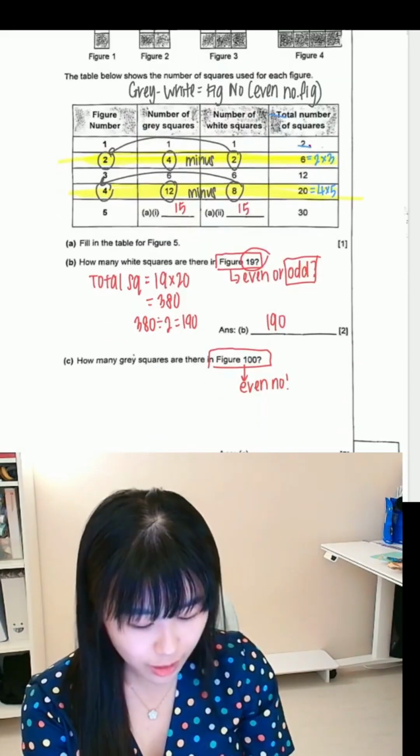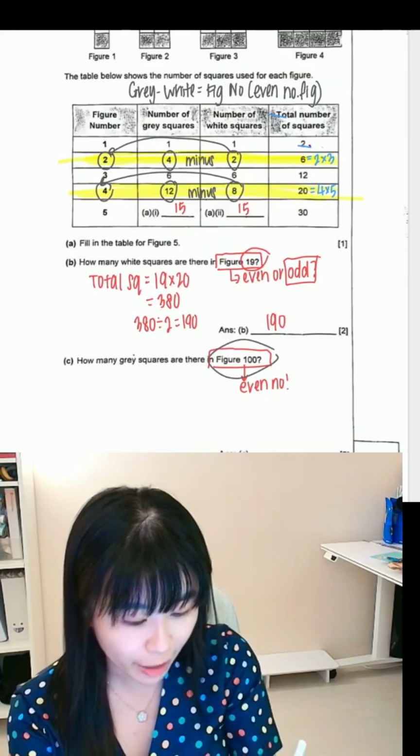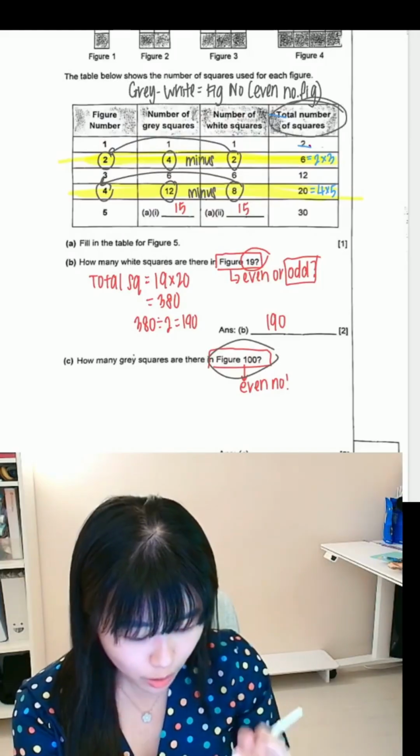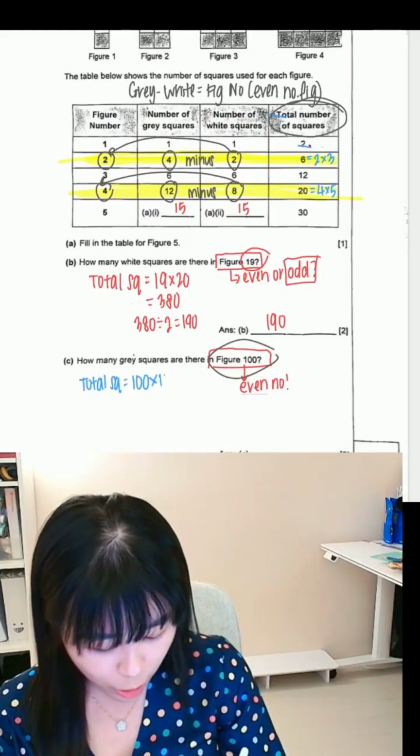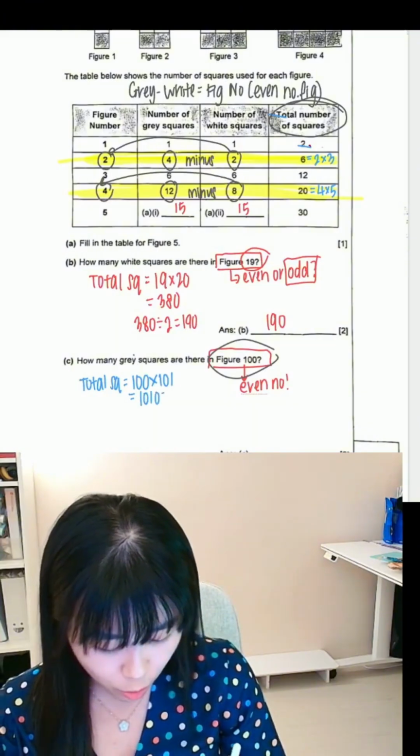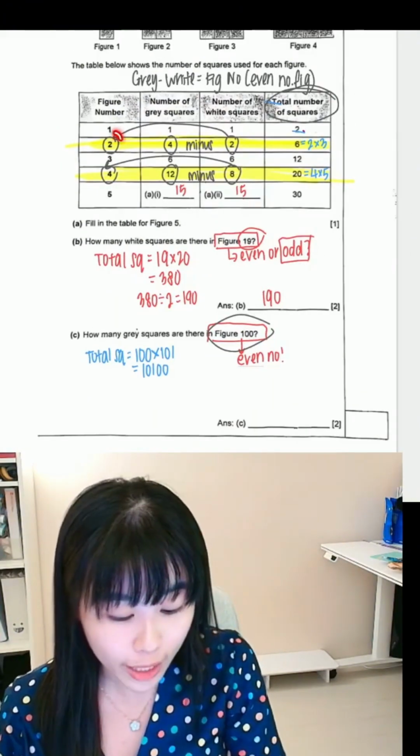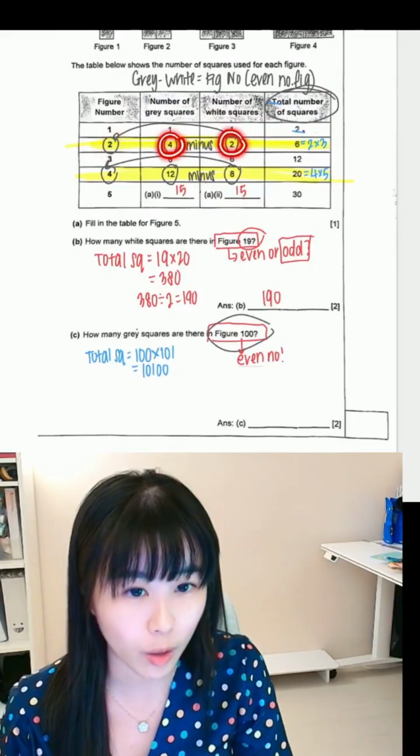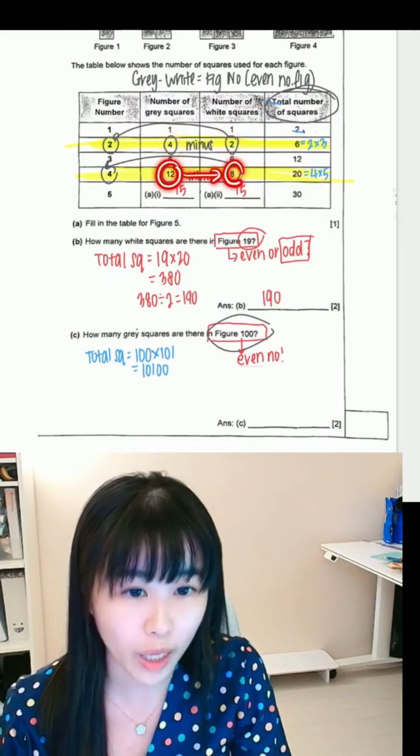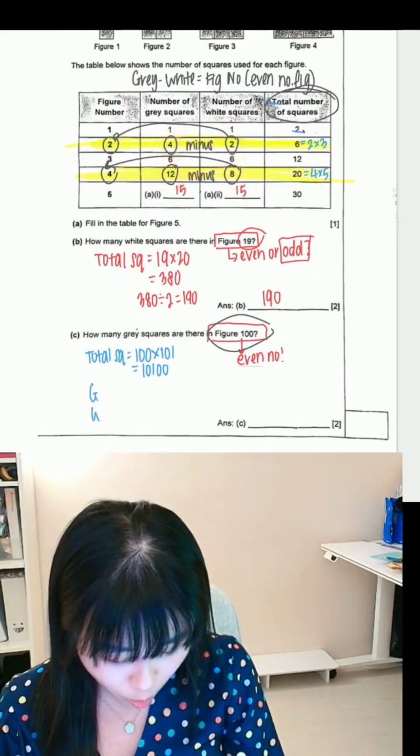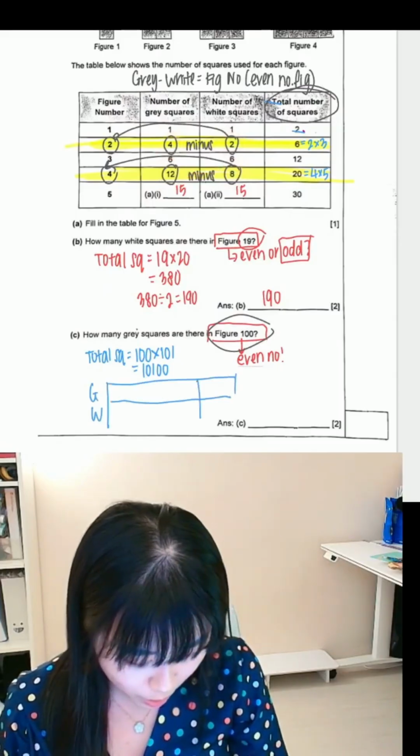If this is figure 100, first I can find out my total number of squares. So my total number of squares is 100 times 101, which is 10100. That's the total. But then for even numbers, you realize your grey is always more than your white. Your grey 12 is always more than your white. So likewise, here your grey will be more than your white. So I'm going to draw a model. It's going to be more by how many?